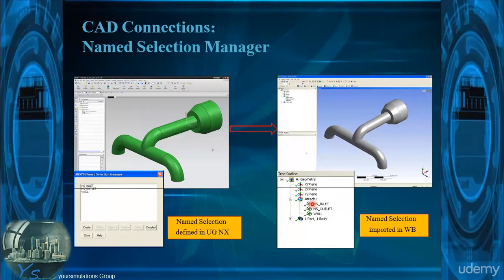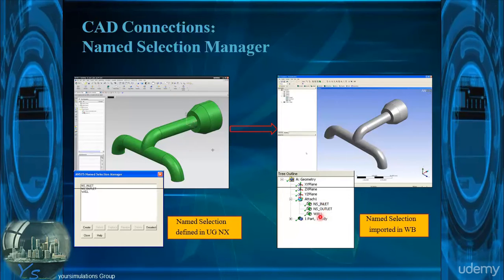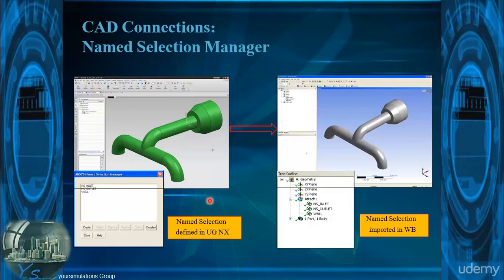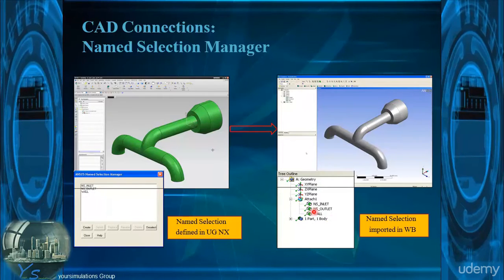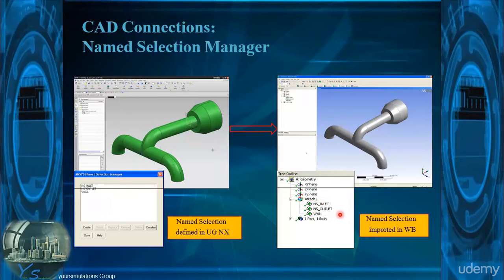So you can see under here, underneath the attach, we have the name selections identified with the particular names associated with them. So you'll be able to cross-reference those between the upstream CAD system and the downstream Design Modeler.